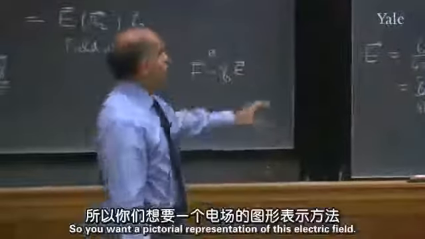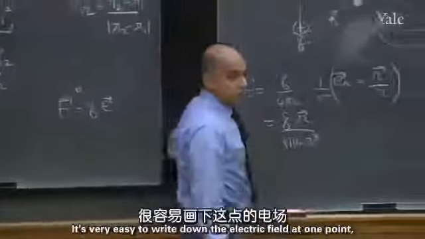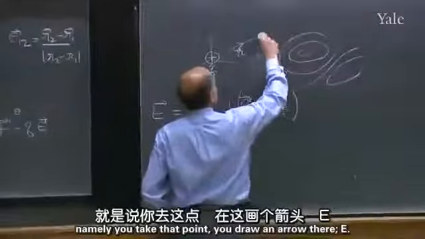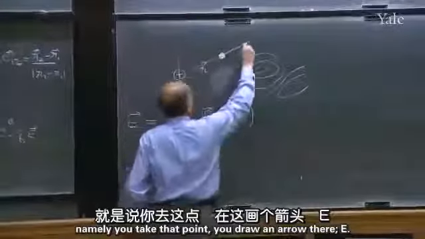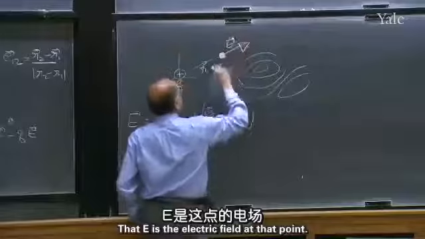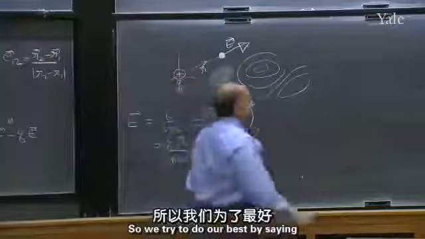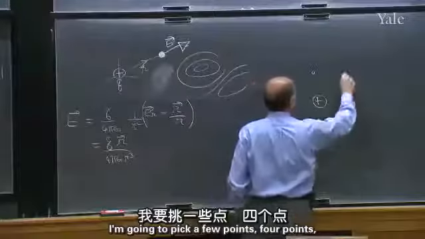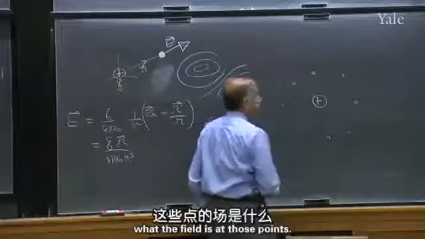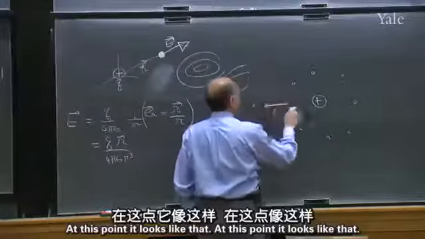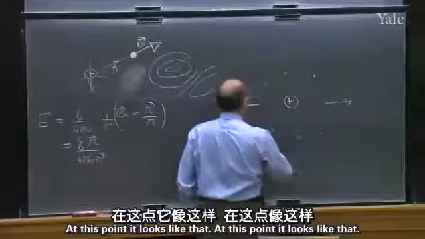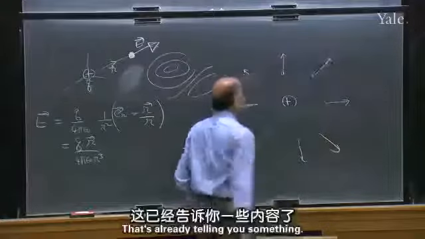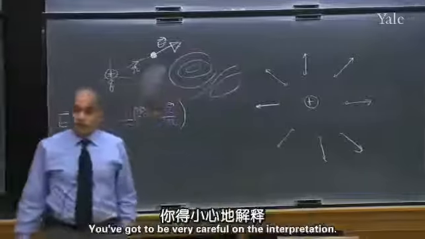So you want a pictorial representation of this electric field. It's very easy to write down the electric field at one point. Namely, you take that point, you draw an arrow there, E. That E is the electric field at that point. So we try to do our best by saying, here is my test charge. I'm going to pick a few points, 4 points, maybe 8, and I'm going to tell you what the field is at those points. At this point, it looks like that. This point, it looks like that. Here, it looks like this. That's already telling you something.